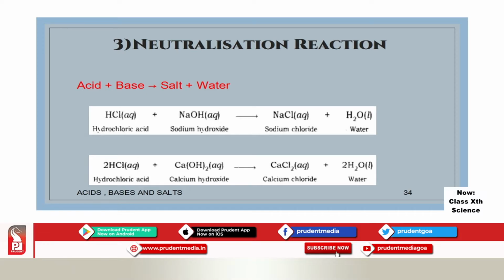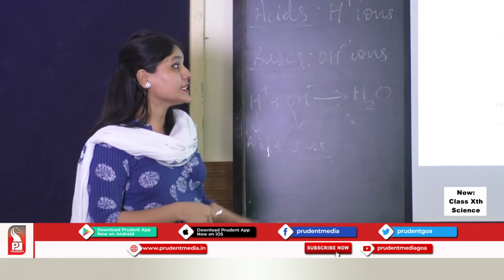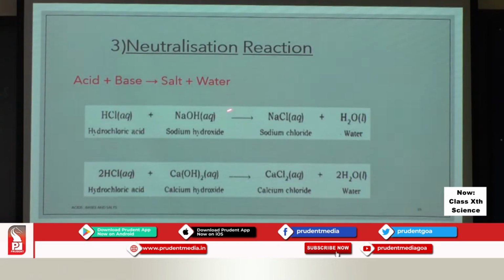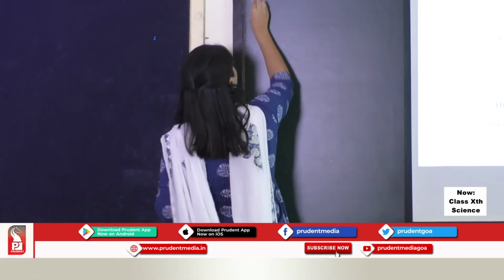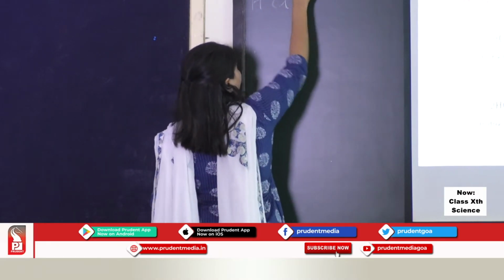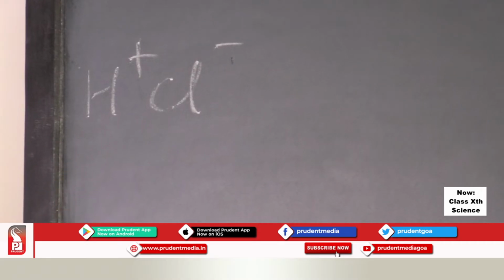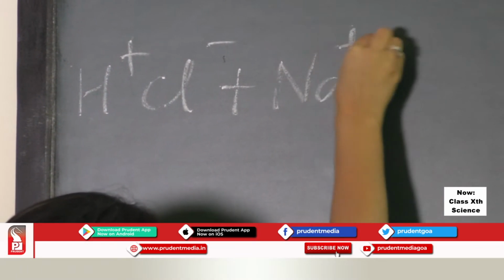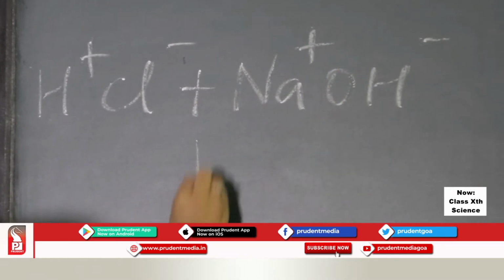When they react with each other, there is exchange of ions that takes place. Remember students, these are ionic equations. So when there is exchange of ions taking place, it results in the formation of salt and water. Let us see how exactly this exchange of ions takes place. I will write it in a simpler form: HCl has H plus ion and Cl minus ion. NaOH has Na plus ion and OH minus ion.